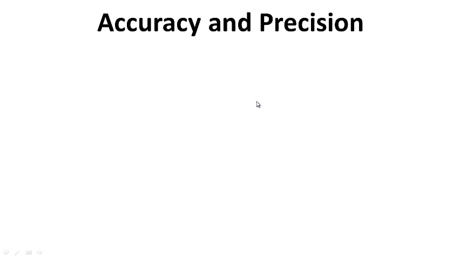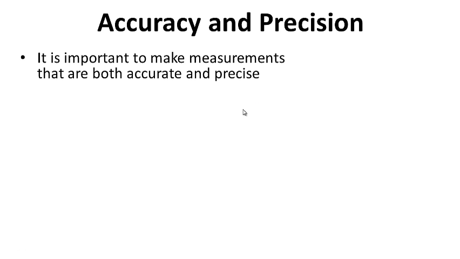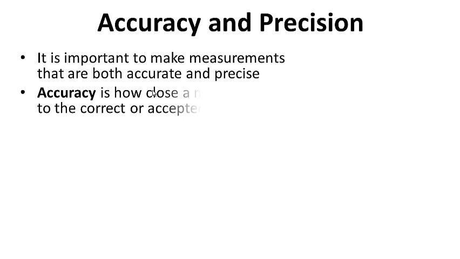Accuracy and precision. What's the difference here? So it is important to make measurements that are both accurate as well as precise. Accuracy is how close a measurement is to the correct or accepted value.